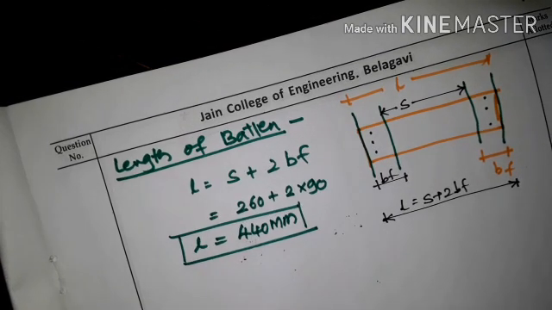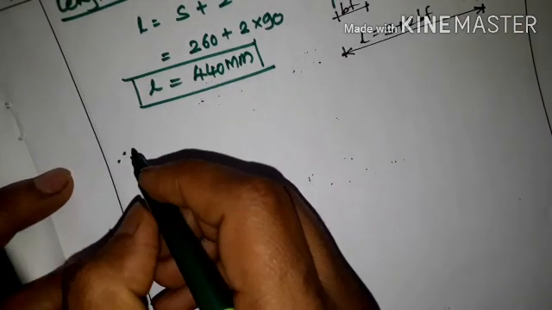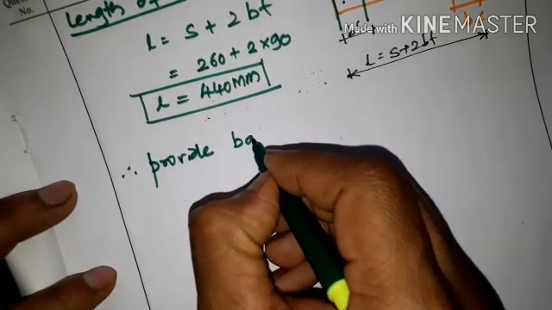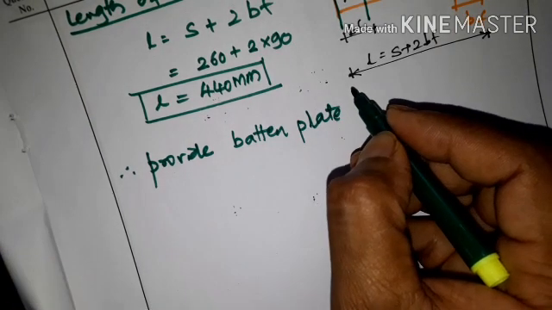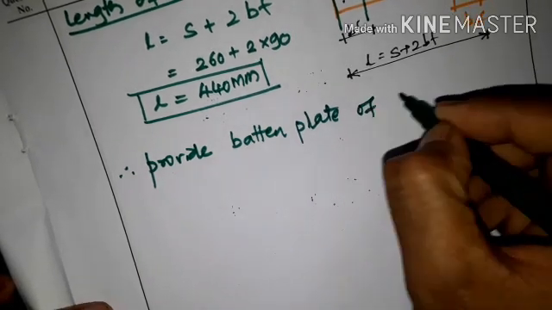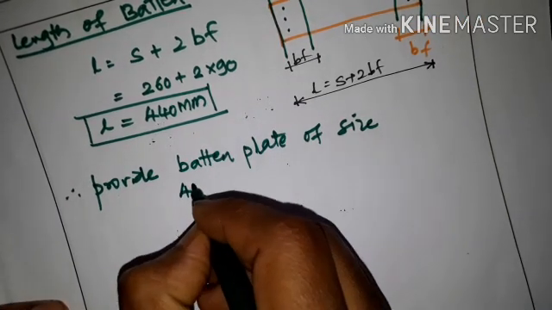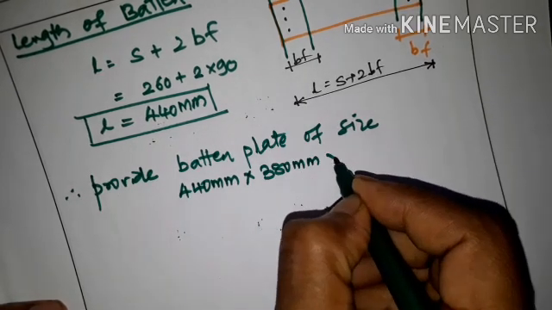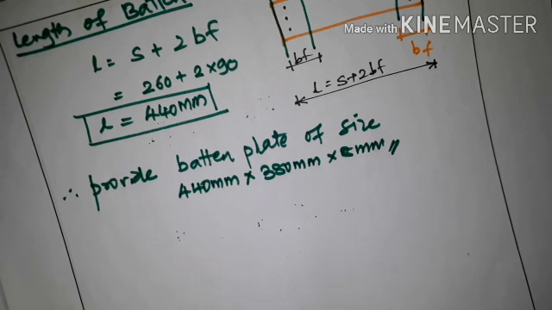So we got the depth of the plate, thickness of the plate and the length of the plate. So here you can write, therefore provide batten plate of size 440 mm by 380 mm by 8 mm. 440 length, 380 depth, 8 mm thickness. Understood?